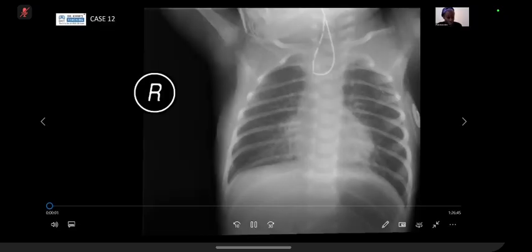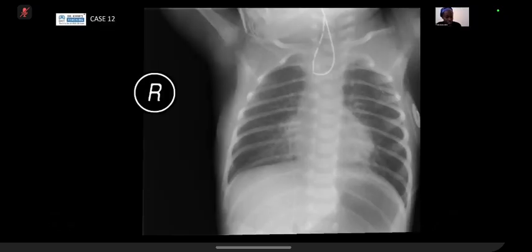So candidate 3, once you're ready, you can start presenting this chest X-ray. Yes, sir. This frontal radiograph of a child demonstrates a nasogastric tube seen in the upper part of the cervical esophagus, coiled upward. There is no passage of the nasogastric tube to the gastric bubble.